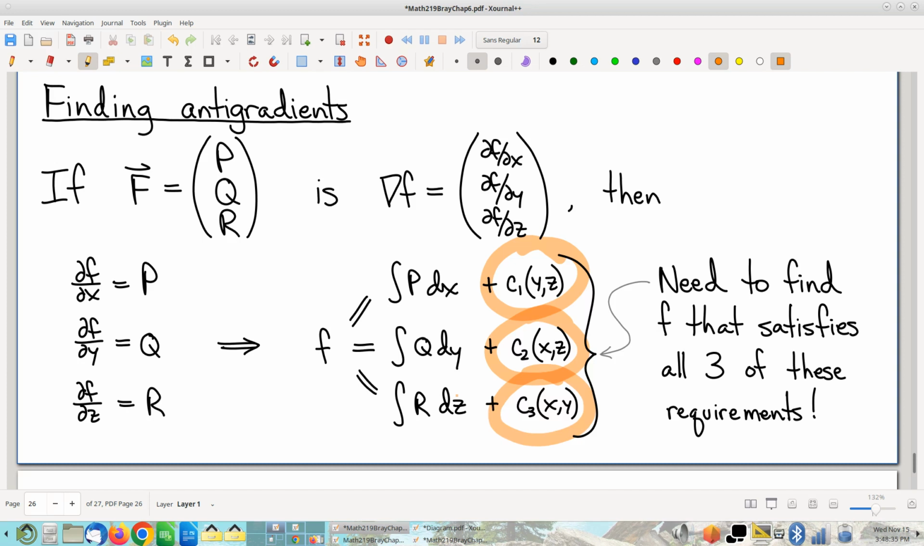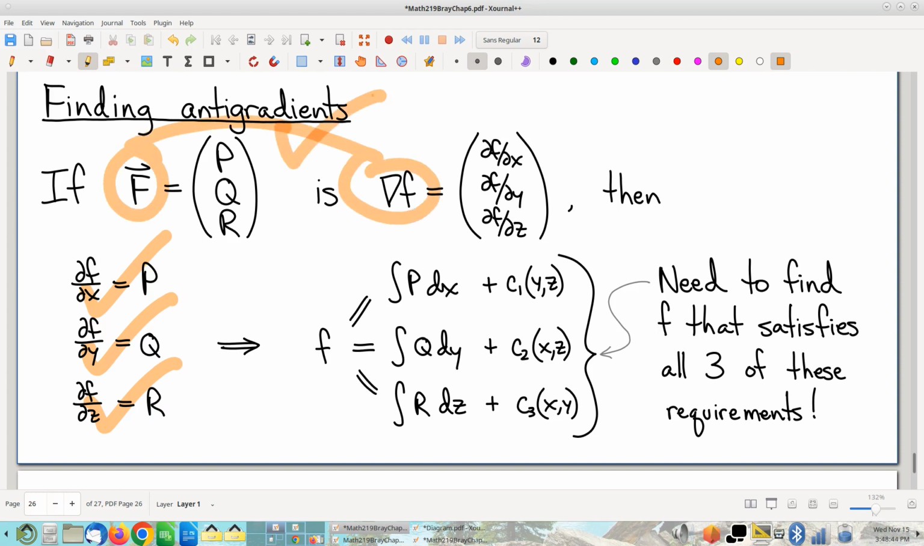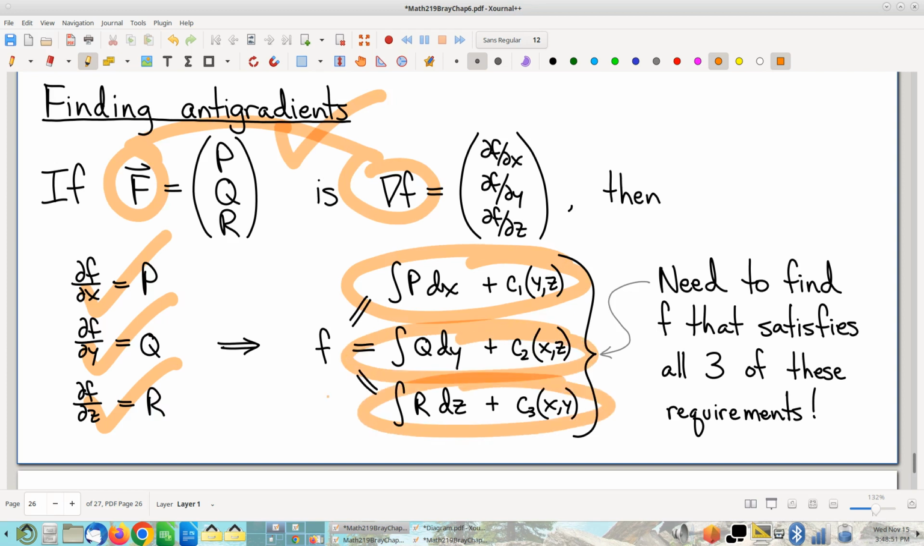All right, so what I really need, if I want these three things to be true, and thus for this vector field to be a gradient, all I really need is for these three things all to be the same. I get to pick any functions that I want in these places here. So try to get as clever as you can, right? And just try to find functions to put in these spots that will make these three things all equal to each other. And let me show you one in practice.